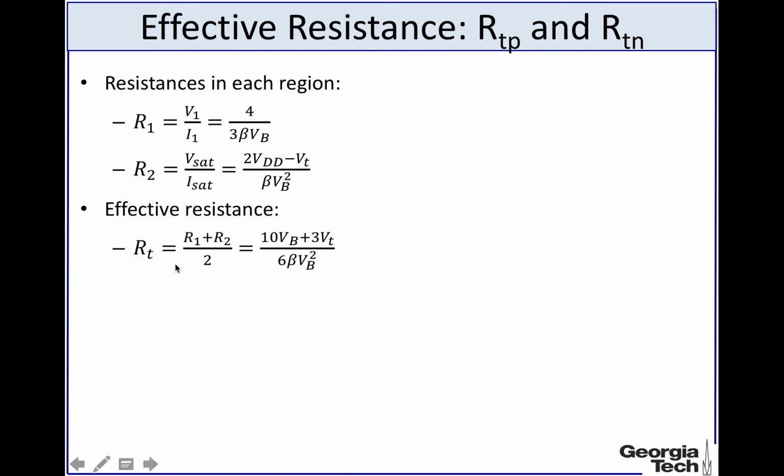Okay, so then summarizing everything here, R1, the linear region, is simply V1 over I1, and this comes out to be this, and R2, which is the resistance in the saturation region, is V2 over I2, and this will come out to be like this. And then finally the effective resistance RT is simply the sum of the resistance in the linear region and the resistance of the transistor in the saturation region over 2, and if you just take these two and average it, you will get something like this.